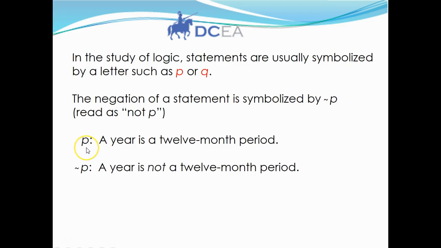Example, statement P. A year is a 12-month period. Not P. A year is not a 12-month period. When you negate a sentence, you're not looking for the sentence that's negated to be true or to be false. You're just doing the negation. This is very similar to when we do the complement of a set.